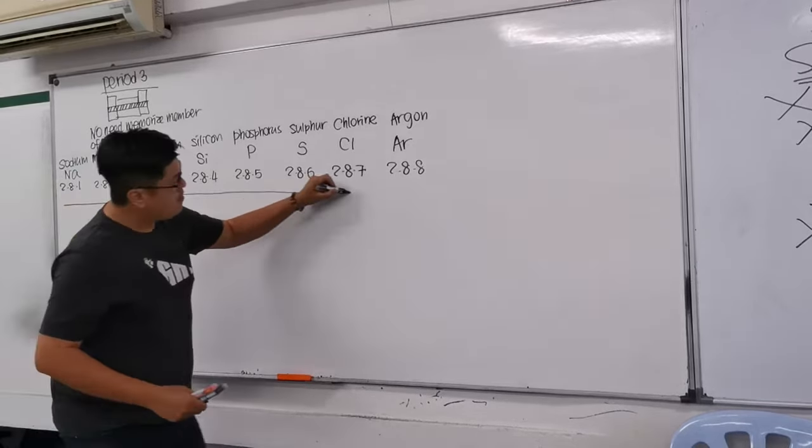Atomic size. Sometimes they use the word atomic radius. No problem, because all the atoms are in a circle, a spherical shape. Sphere, you can also denote it as radius. Understand? Atomic size and atomic radius is the same thing. Alright? Good. Moving across the period, atomic size decreases. You can say decreases or you can say becomes smaller.